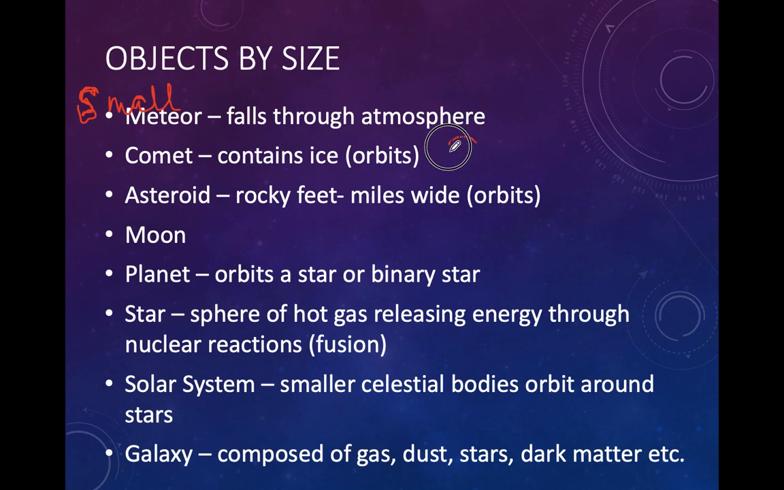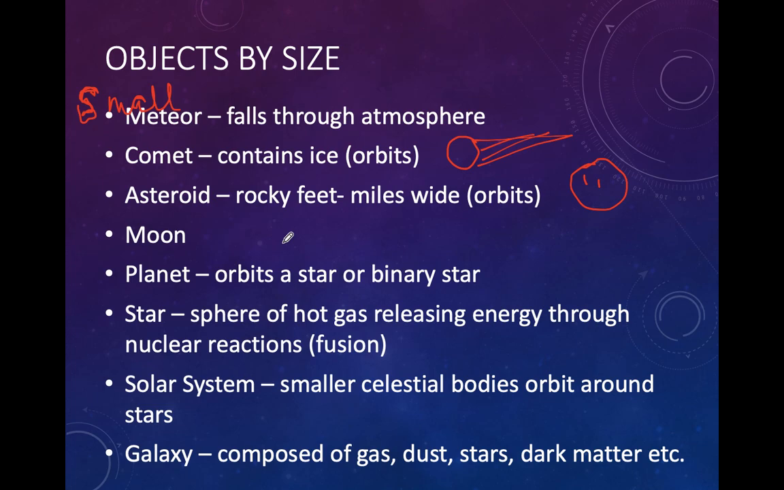And because of that ice, when we look at a comet, it has a tail. And that tail is from the vapor from the ice. An asteroid is bigger than that, and an asteroid is really just a rock. And it does orbit in a predictable way, just like a comet does. We know what a moon is. That's why I didn't write it out, but we have a moon around Earth, and then Jupiter has more moons than we do. Not every planet has to have a moon.